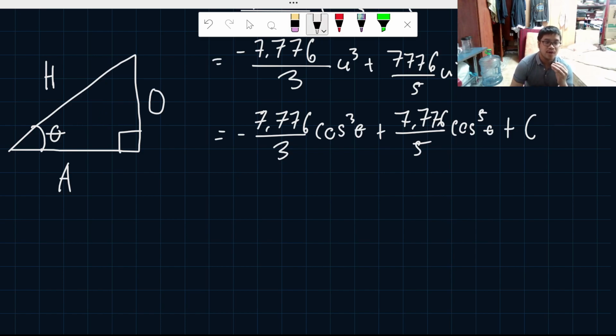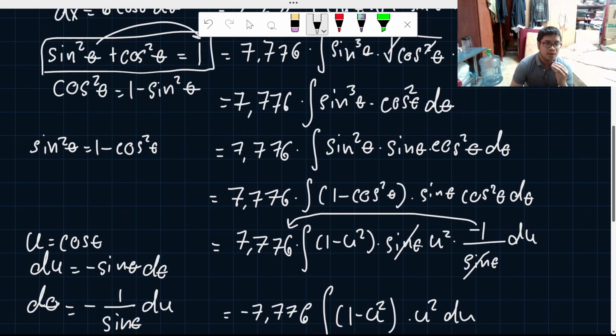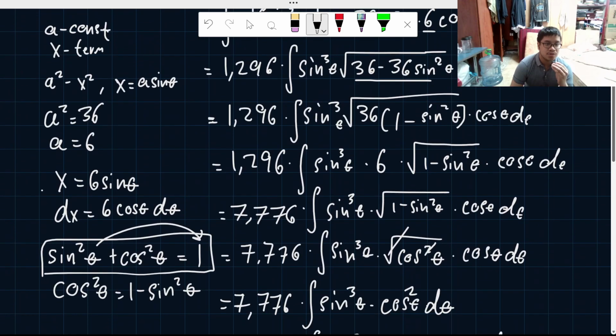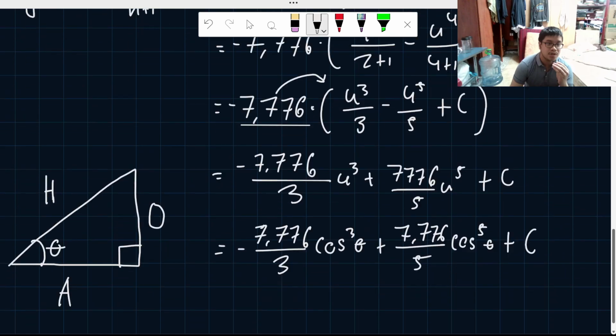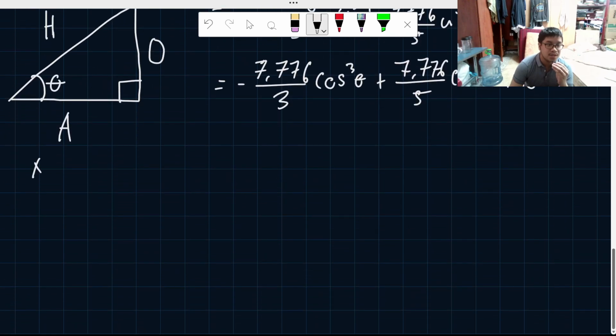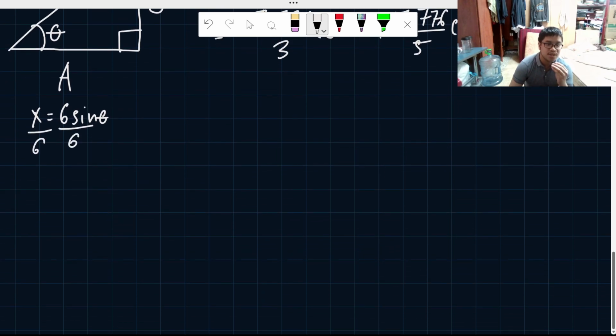Right, so what's next? Okay, we have this right triangle, so what now? Let's go back to the trigonometric substitution. We let x as 6 times sine theta. Am I right? Right, we let x as 6 times sine theta. So let's rewrite that. x is equal to 6 times sine theta. Now let's find sine theta. To find sine theta, I will divide both sides by 6. So I have x all over 6 is equal to sine theta.